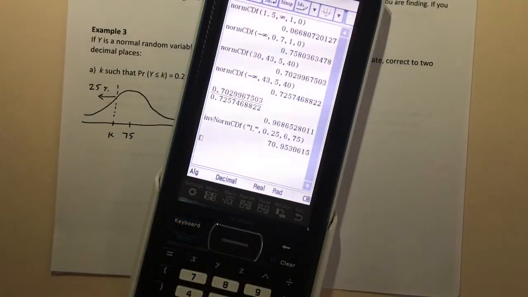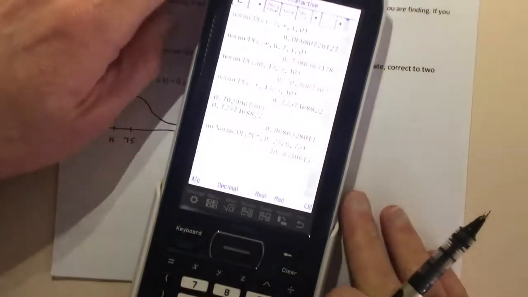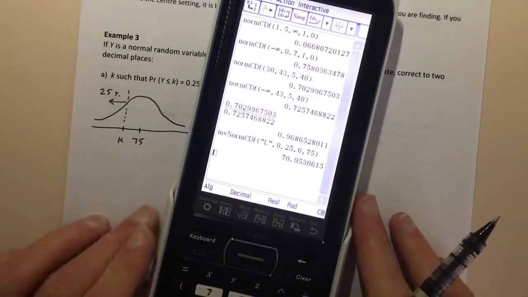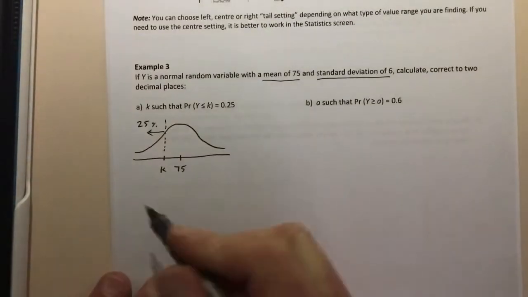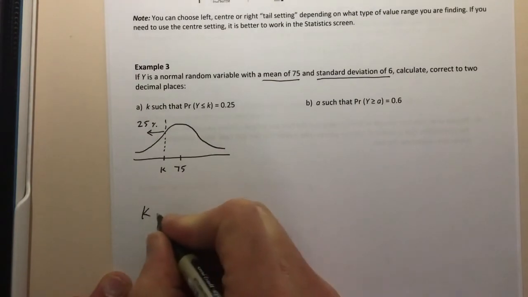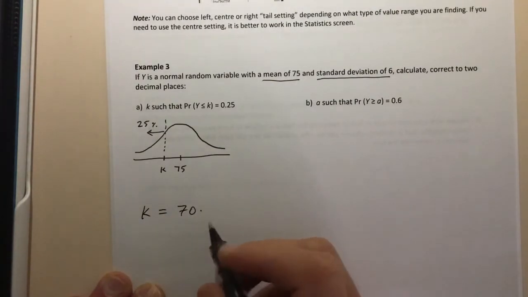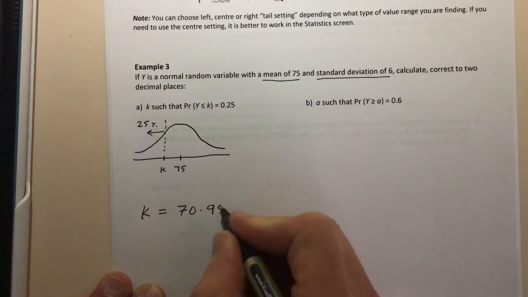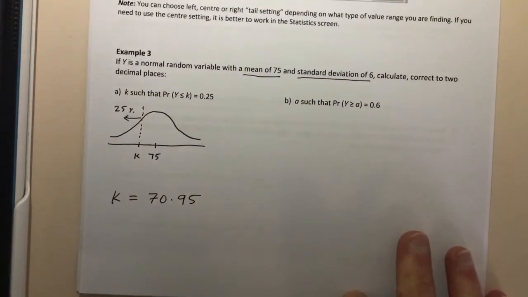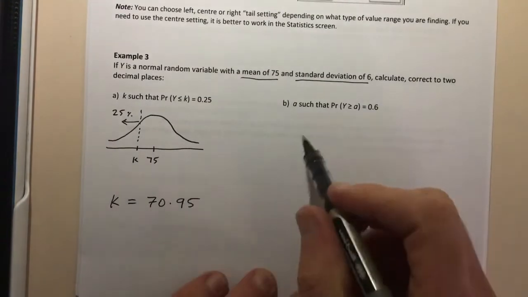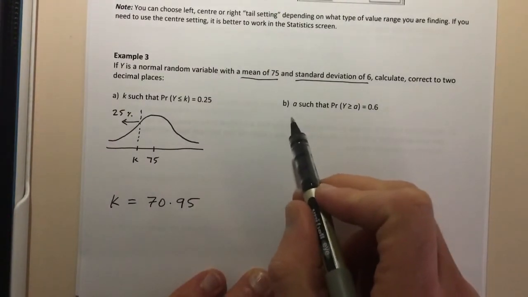We hit OK, and we get 70.95. Now remember, we were expecting a value that's below the mean, so this seems like a realistic answer. And so using inverse norm, we've been able to determine that k is equal to 70.95, to two decimal places.